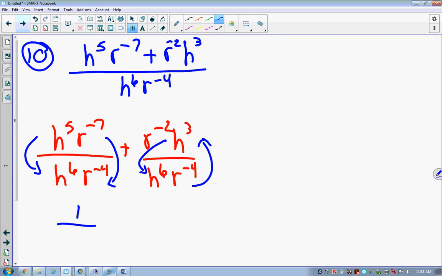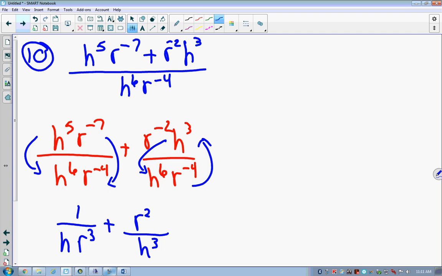We know we're going to get 1 over. So I'm going to subtract, right, as I move both of these things down. So I've got 6 minus 5, h, and negative 4 minus negative 7, r cubed. Okay, plus over here, we are moving our r up, so we're going to get negative 2 plus 4, r squared, right? And we're moving our h down, so we're getting 6 minus 3, h cubed.